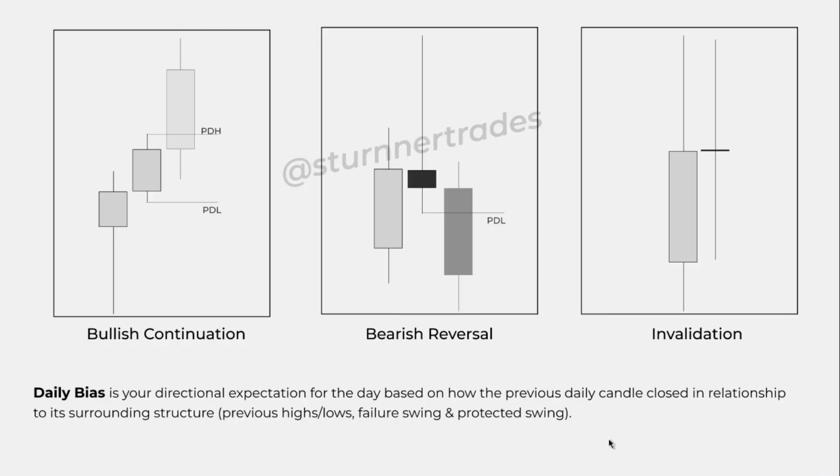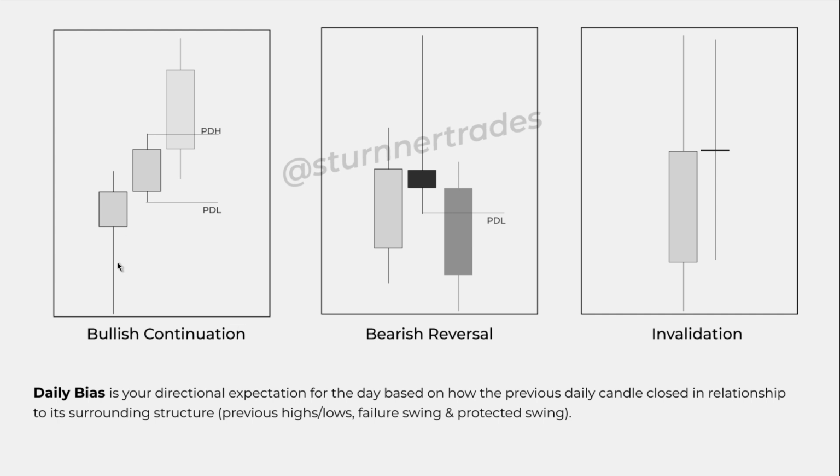What is daily bias? Daily bias is your directional expectation for the day based on how the previous daily candle closed in relationship to its surrounding structure. In other words, your daily bias is simply your anticipated direction for today based on yesterday's candle. Think of it as your foundation. Before you drop down to the intraday chart, you need to know if you are expecting a continuation higher, a reversal lower, or maybe it's a day where you just sit and watch price action.